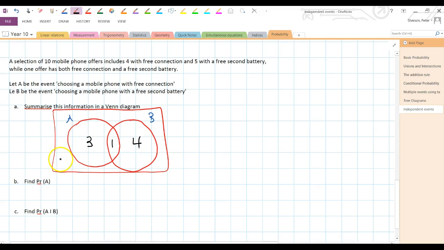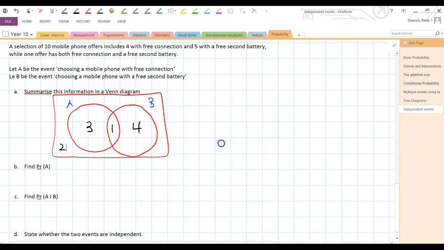2 offers don't have either. Right, so let's find the probability of A. A will be 3 plus 1, 4 out of 3, 4, 8, 10. 4 out of 10, or 2/5.